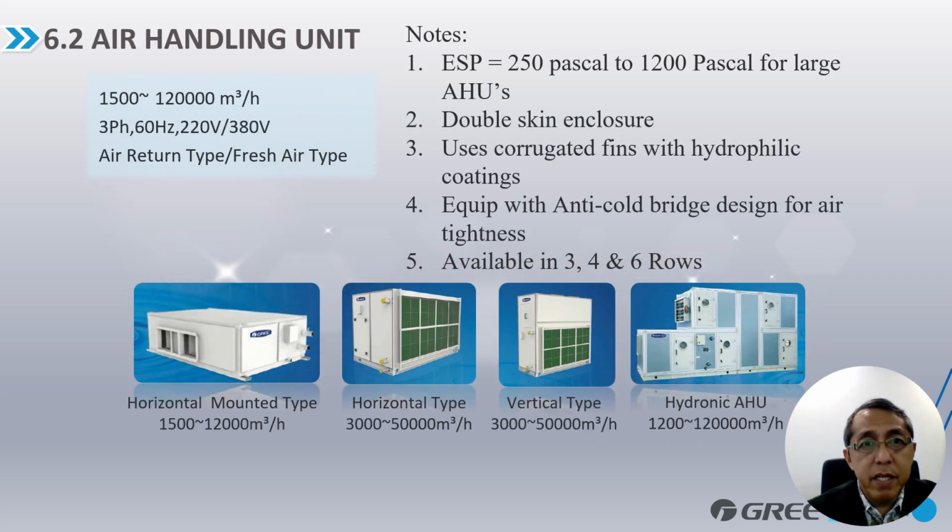For the air handling unit, if you want to buy an AHU with Gree, the ESP available is from 250 Pascal to 1200 Pascal for large AHU. It can come with double skin enclosure, and it uses corrugated fins with hydrophilic coatings, and it is equipped with anti-cold bridge design for air tightness, and it is available in rows of 3, 4, and 6.